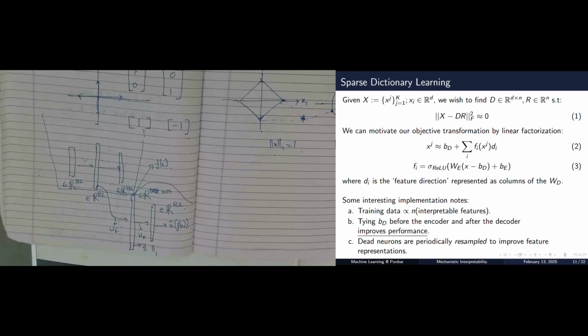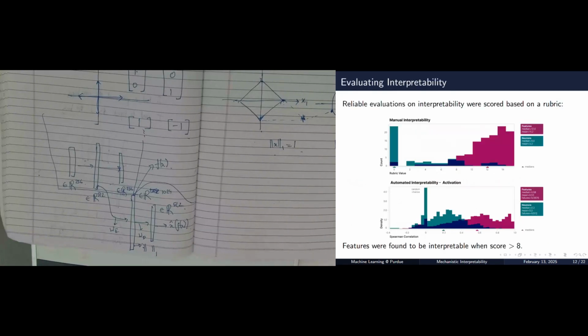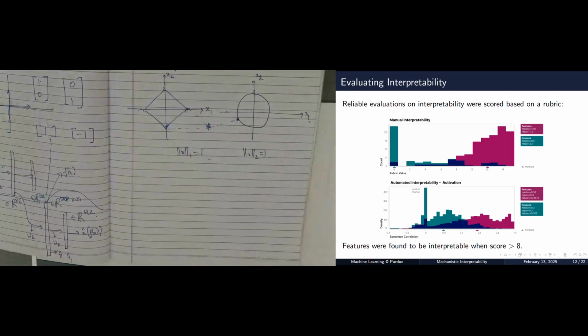These are implementation notes from the Towards Monosemanticity paper. In 2025, probably this is not as relevant. We'll be covering a different paper that does not have to do these kinds of tricks, except for, I think, the feature resampling.